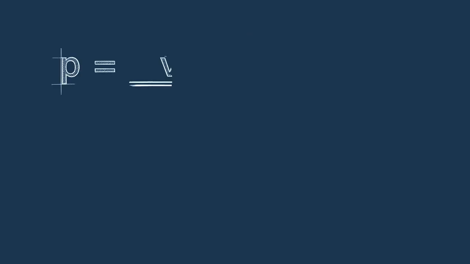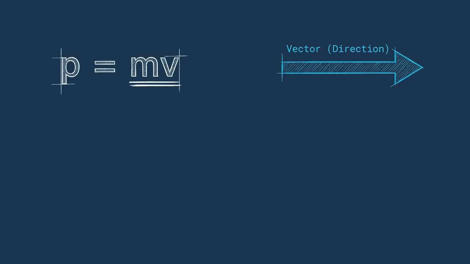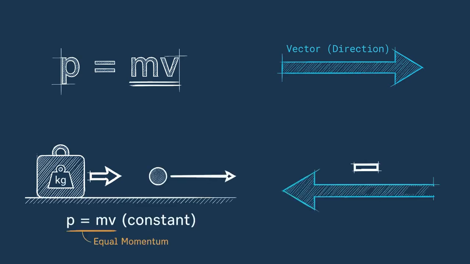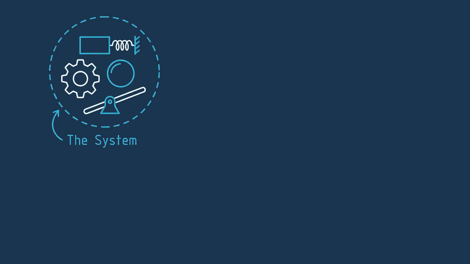Momentum is defined as mass times velocity, P equals mv. It is a vector, so direction matters. A heavy object moving slowly can have the same momentum as a light object moving fast, but opposite directions count as negative. Momentum conservation is never about a single object. It applies to a system, meaning the collection of objects you choose to analyze.